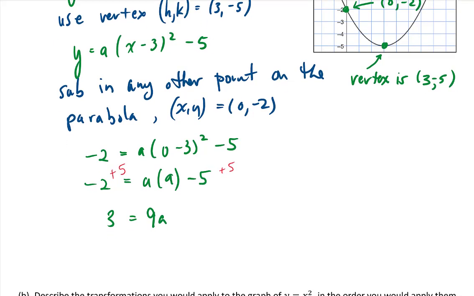And the last step, we want to solve for a, so we divide both sides by 9, and therefore a equals 1/3. We have a positive a value, which is great. That tells us that the parabola opens up, which matches our diagram. So therefore, the equation of this parabola in vertex form is y equals 1/3 (x minus 3) squared minus 5.